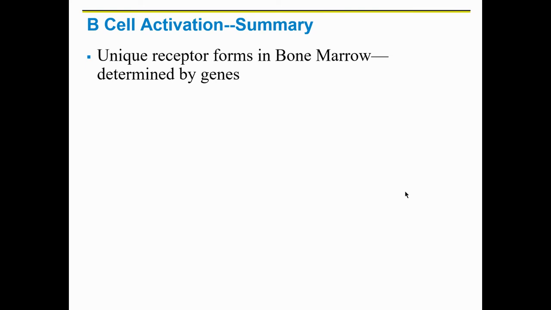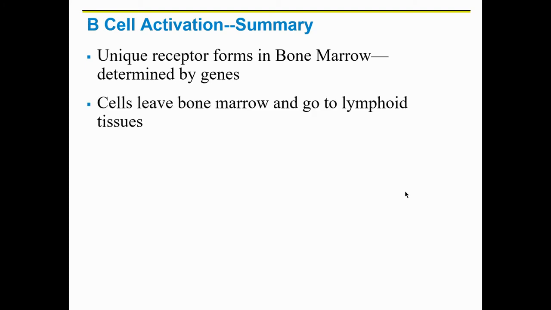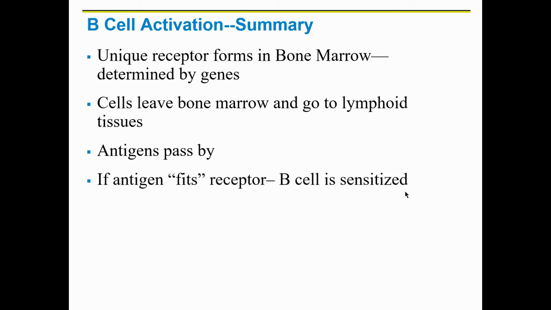And so if we look at a summary of all that, remember we're going to get production in the bone marrow. The B cells are going to stay in the bone marrow. They kind of go to school there. They're going to develop their receptor. We're going to go through positive and negative selection. We're going to leave the bone marrow. We're going to go to lymphoid tissues. They're just going to sit there and wait until antibodies pass by.